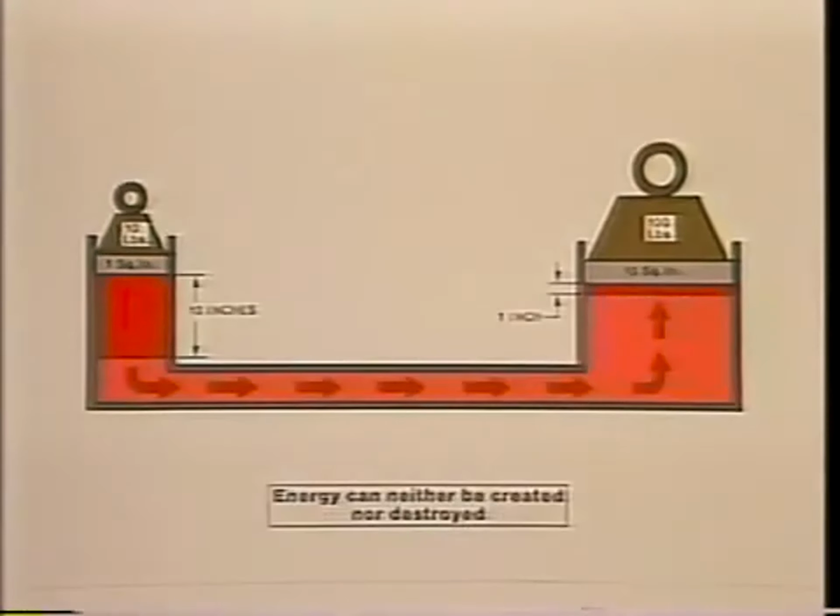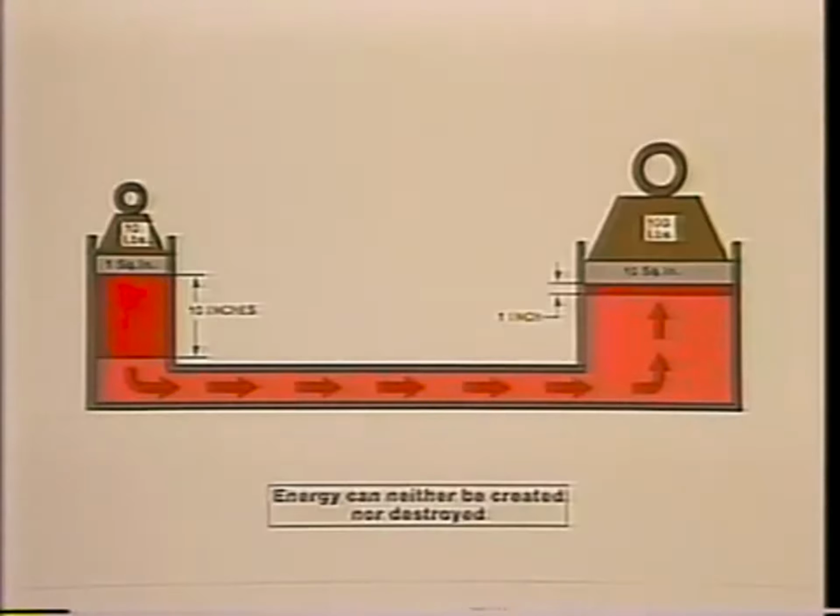To understand this better, let's assume an area of 10 square inches on the large piston and only 1 square inch on the other. Now, since every action has an equal but opposite reaction, let's place a weight of 100 pounds on the large piston. This, of course, will require a force of 100 pounds to support it.